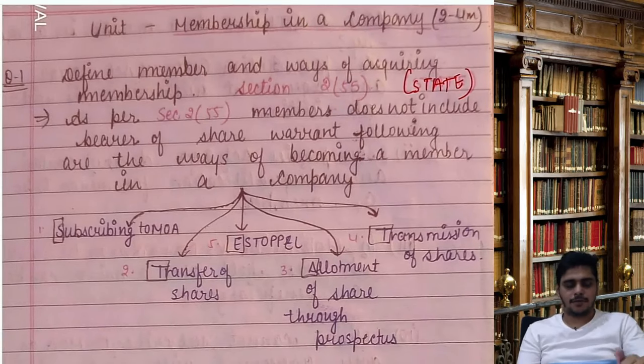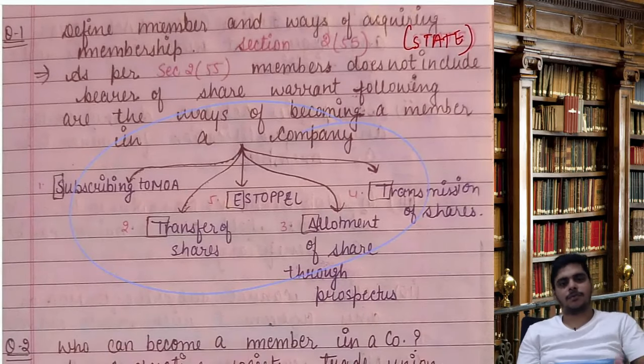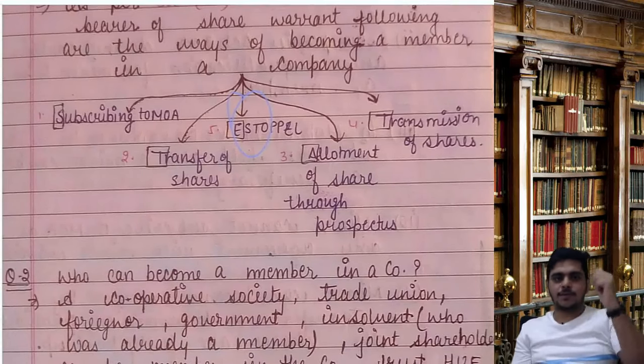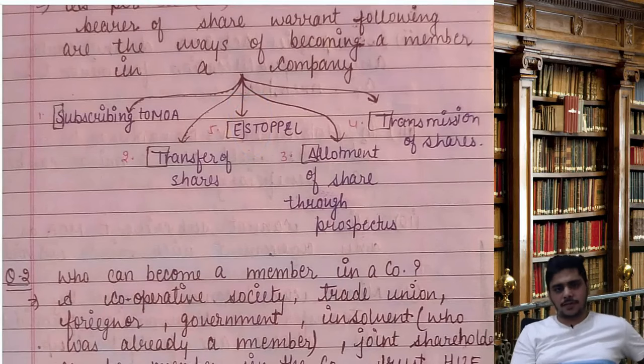A member does not include the bearer of a share warrant. You can become a member by state: subscribing to the MOA, T transfer, A allotment, T transmission, E estoppel. Subscribing to the MOA, transfer, allotment, transmission, estoppel. Important: estoppel for the exam.